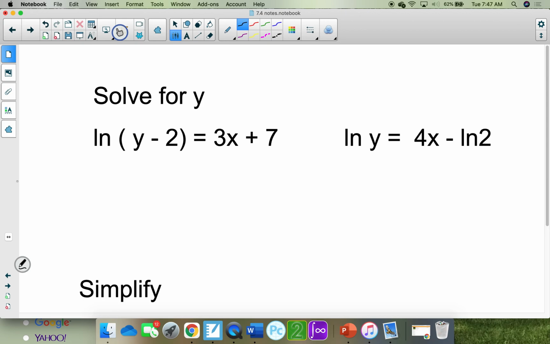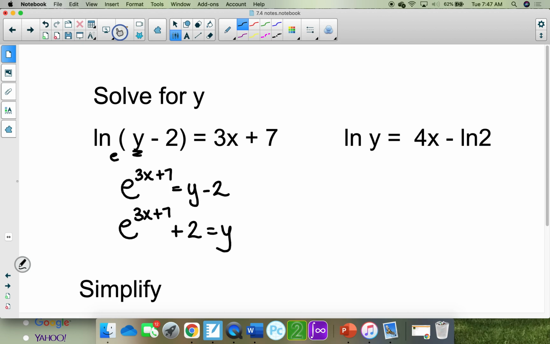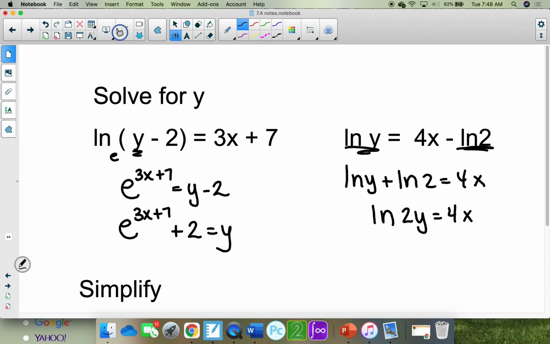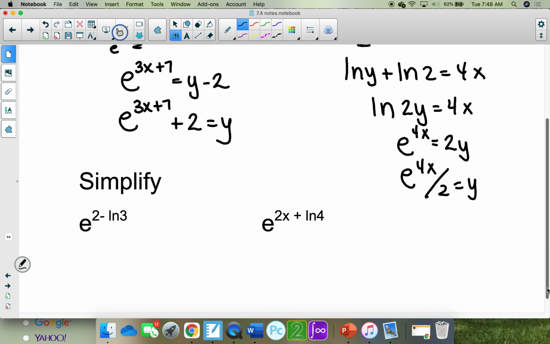I guess I just did a few more. If you want to get y alone, it's e raised to the 3x plus 7 equals y minus 2. So e raised to the 3x plus 7, plus 2, is equal to y. Bring these over together on the same side. It's the natural log of 2y is equal to 4x because adding means to multiply. e raised to the 4x equals 2y. So e raised to the 4x divided by 2 is equal to y. So this page is just a quick reminder; the first page was the rules and the second page was just another reminder.